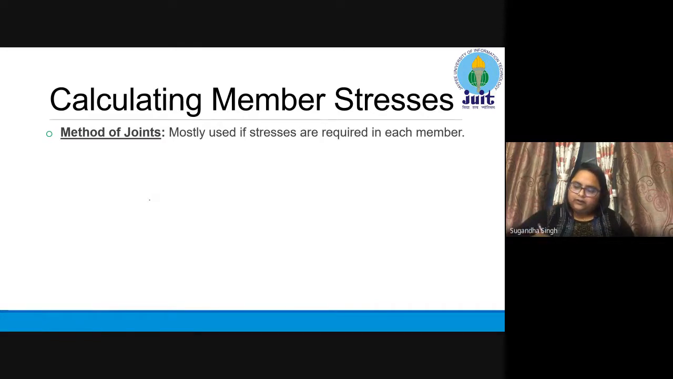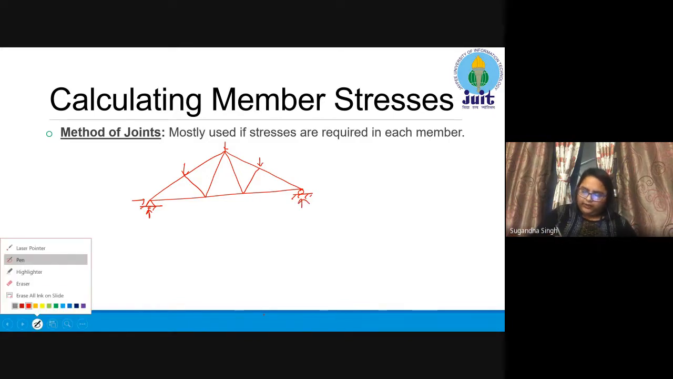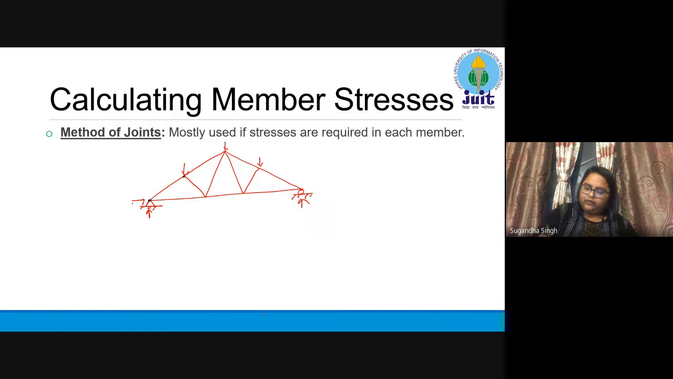In this case, we come back to the original assumed truss. In this case, we want to find out the stresses in each of these members. So based on the load that is being applied, we can satisfy equilibrium at each of these joints. So let's consider this one.